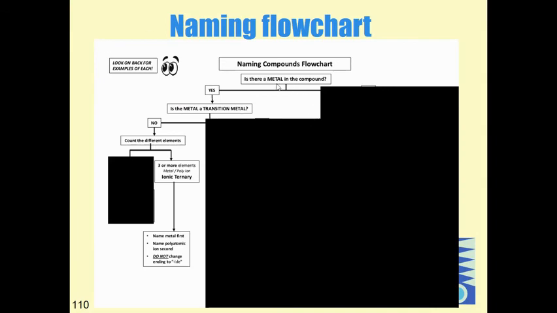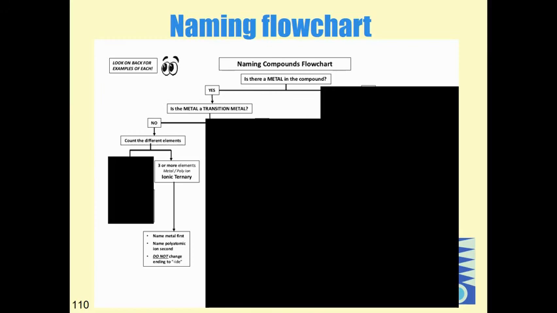We said, is there a metal in the compound? Yes. Is that metal a transition metal? We're going to start with no. We're going to count the different number of elements. If there are 3 or more elements, then you are ionic ternary, and all you're going to do is name the metal first, and then name the polyatomic ion second. You're not making any changes. Name of the cation, then name of the polyatomic.